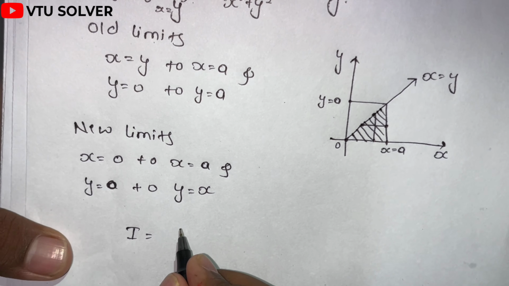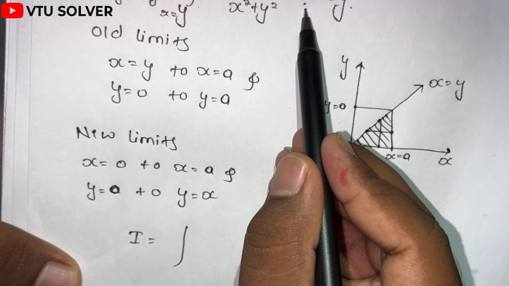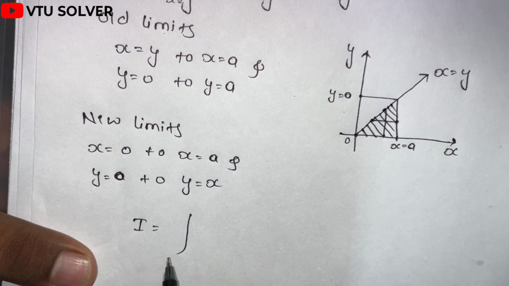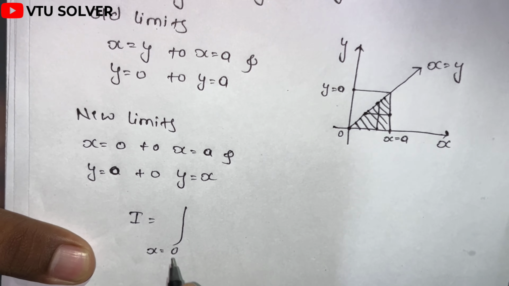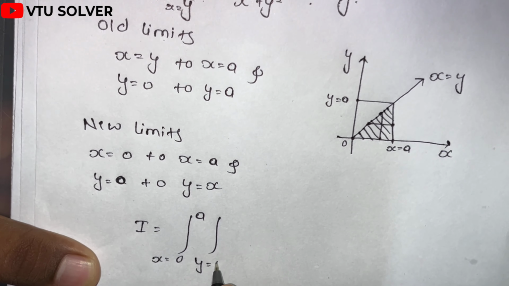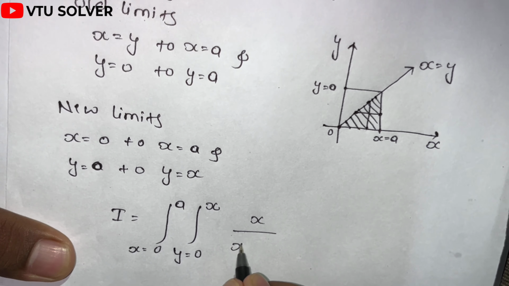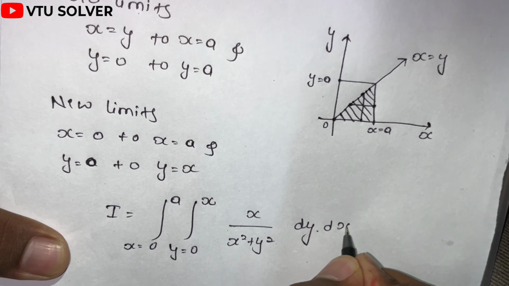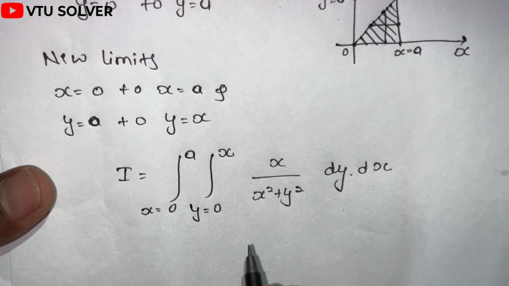Next we have to add the new limits in the above equation. Then I is equal to integration of, when the limits change, then the order will be replaced. Change the order. Then we have to write first of all the x limits. The x limits are x is equal to 0 to a, and the y limits are y is equal to 0 to x. Now the equation x by x square plus y square. What order will be replaced? dy into dx.